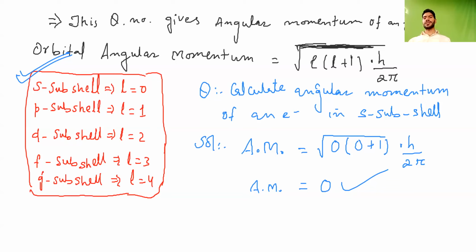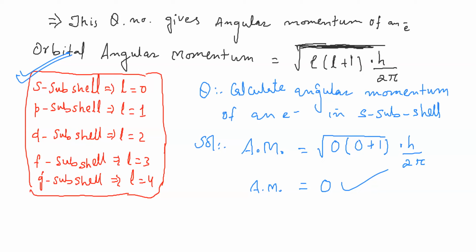This is very important. Sometimes a question is asked that you have to calculate the angular momentum of an electron in different subshells. I have just told you in the case of S subshell. I hope that you can now calculate it in P subshell, D subshell, and F subshell. Can you? Isn't it? Have you noted down this? Shall I move to the next page? Yes, sir.